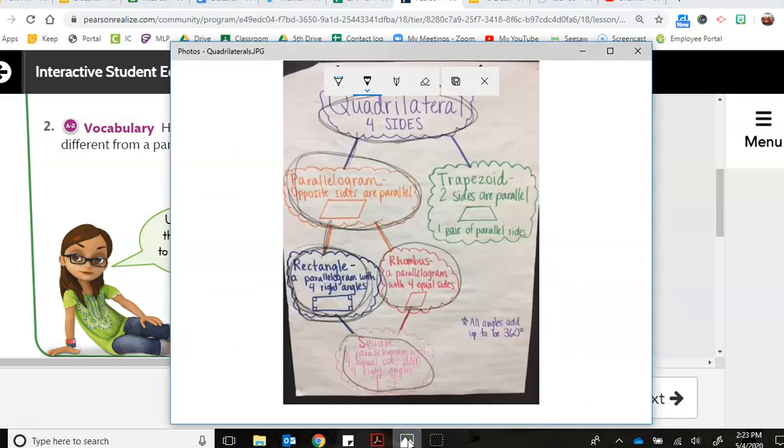Real quick, I want to point out rectangle and rhombus. They cannot be each other because a rectangle does not have 4 equal sides and a rhombus does not have to have 4 right angles. So that's why the parallelogram splits into 2, because rectangles and rhombuses aren't the same. I'm going to go ahead and erase that.